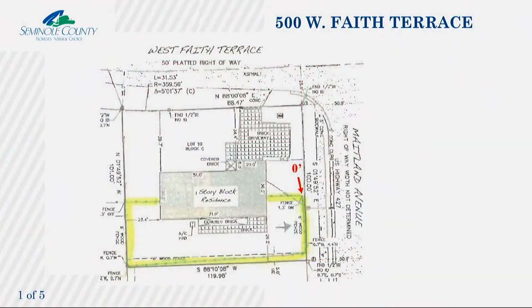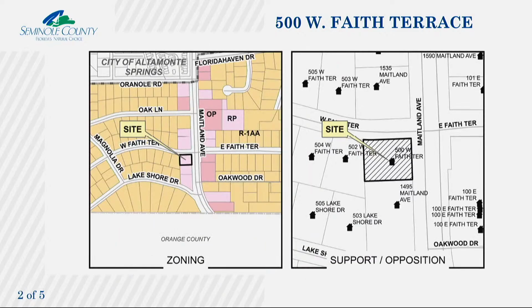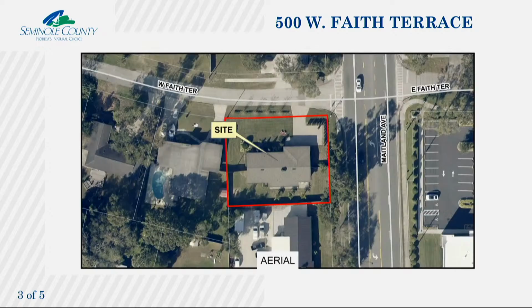Next, item number 7 is a variance request for 500 West Faith Terrace located in the Oakland Shores subdivision. The request is for an east side street setback reduction from 25 feet to 0 feet for a privacy fence in the RP zoning district. The subject property is a corner lot and has 2 front yards for setback purposes. The front of the house faces West Faith Terrace. The Maitland Avenue side is where the variance is being sought.